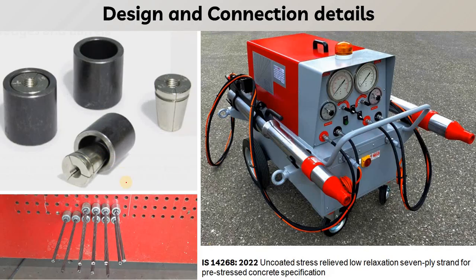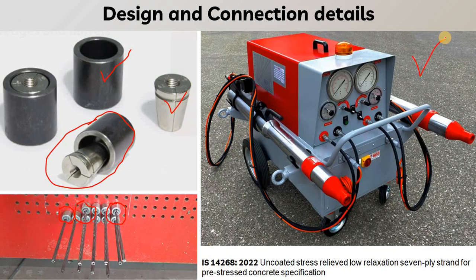So this is the special kind of locking system that is used to lock the strand wire. Here you can see this is known as the barrel, and this is the wedge. So this set is known as the wedge and barrel setup that is used to lock this wire at both of its ends. After locking the wire, the prestressing machine is used.